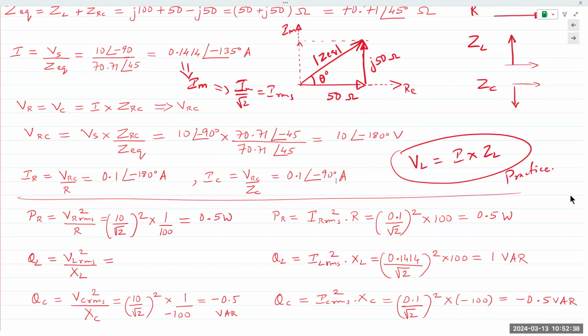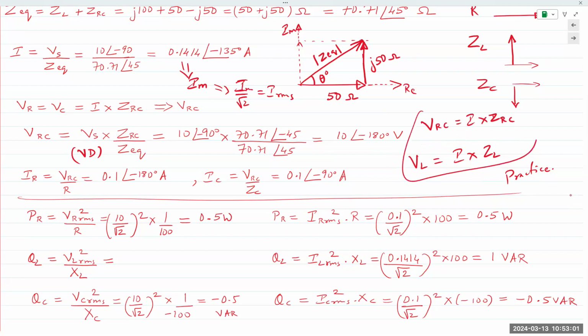What equation have I set up? What technique do you see here? Voltage division. It's voltage division. But you can also find VRC as I times ZRC. So again, practice and you should obtain the exact same answer as here. Okay, yes.